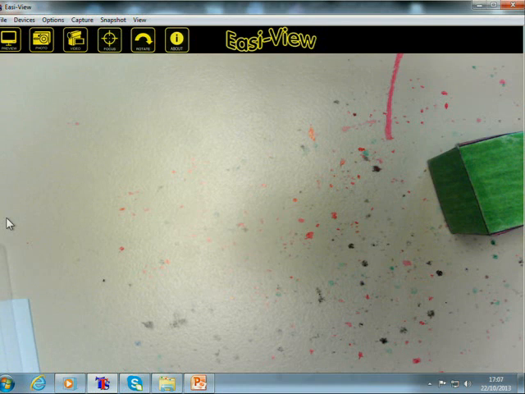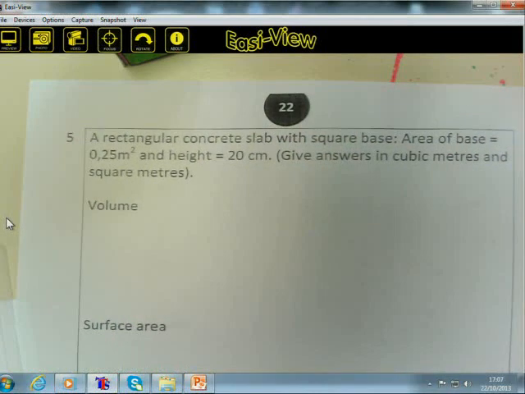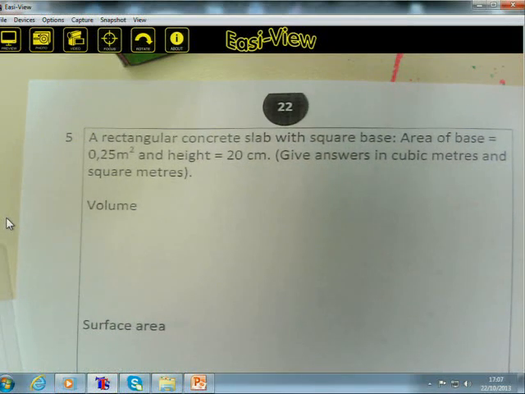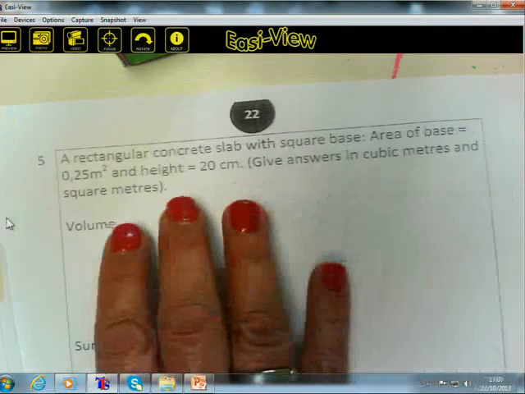I'm going to skip number 4. Let's go on to number 5. A rectangular concrete slab with a square base. The area of the base is 0,25 meters square and the height is 20 centimeters. Read carefully: meters and centimeters, we will have to convert. Now they say, give answers in cubic meters and square meters.